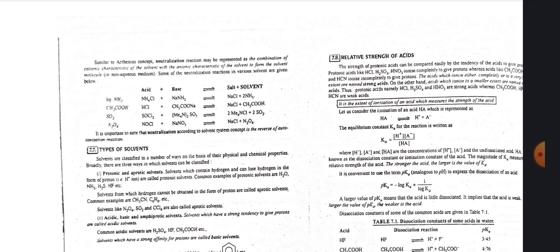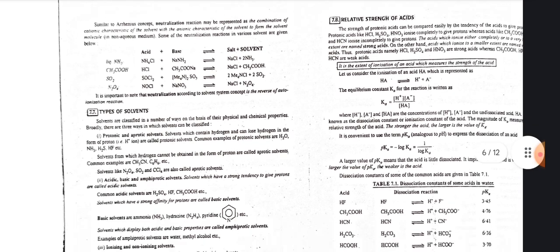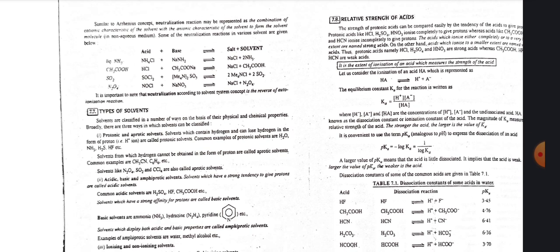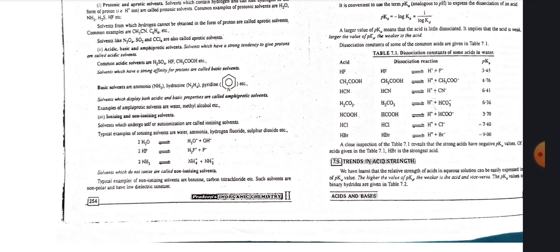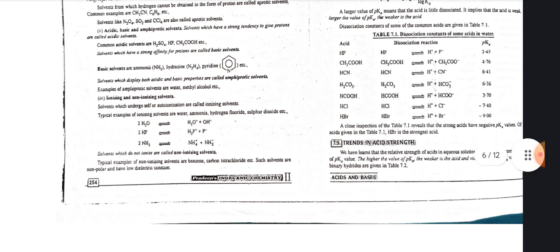Relative strength of acids. It is the extent of ionization of an acid which measures the strength of the acid, where Ka equals H+ times A- upon HA. pKa equals minus log of Ka, equals log of 1 upon Ka. A larger value of pKa means that the acid is little dissociated, which implies that the acid is weak. The larger the value of pKa, the weaker is the acid.